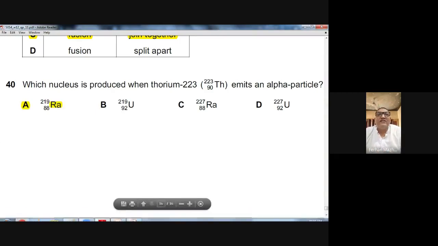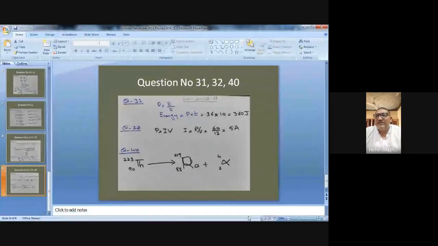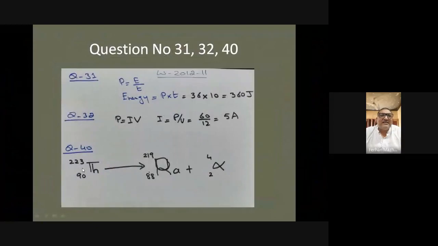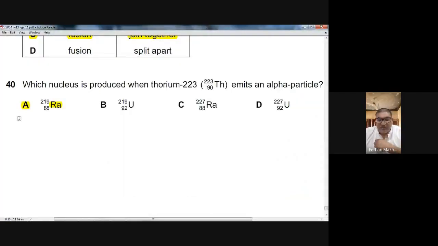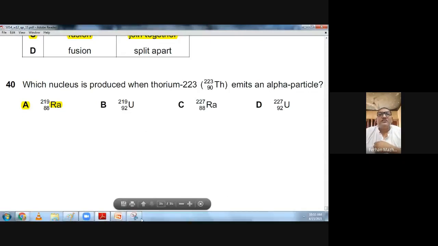Let me show you my work. I've done this on paper also to make your life easier. So you can see here the thorium gave out an alpha particle. An alpha particle is like the nucleus of helium. Its proton number is 2, its mass number is 4. The daughter nucleus will have 2 less protons as compared to the parent. So 90 minus 2, 88. And the mass number will be decreased by 4. 223 minus 4, it will be 219. So A is the option. Question 40, A is the right option.